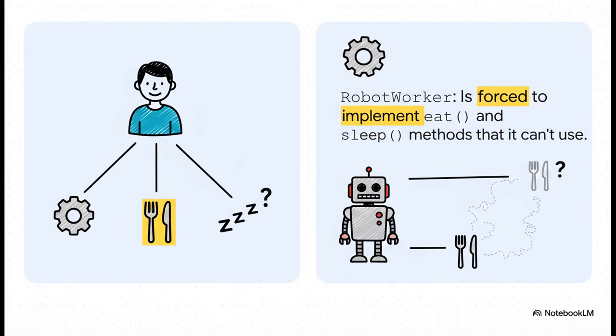But just look at the robot worker. It's being forced to have eat and sleep methods that do absolutely nothing. It's awkward, it's clunky, and it's a clear sign that our interface is trying to do way too much. The solution? Split it up into smaller role-based interfaces like workable and eatable.